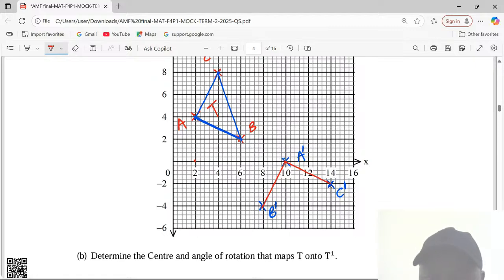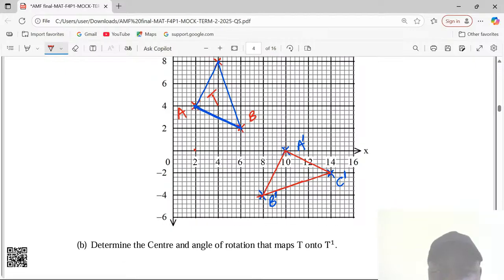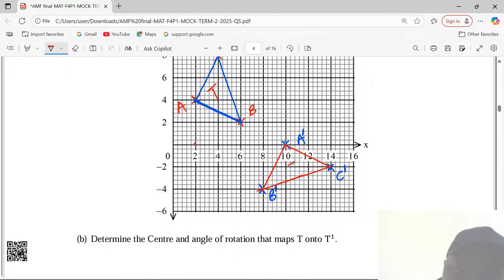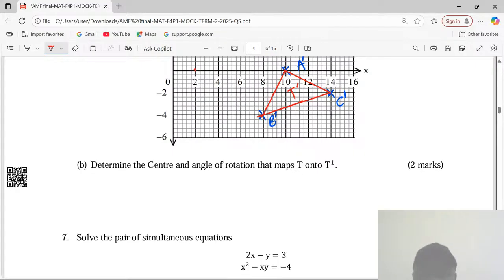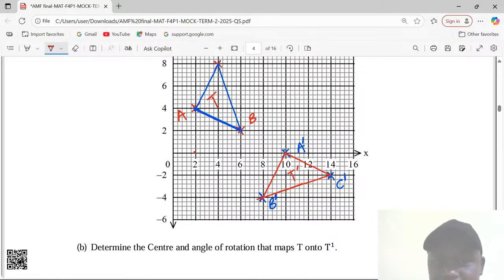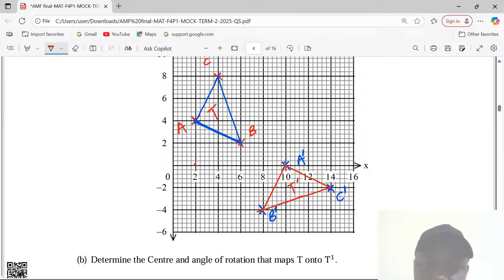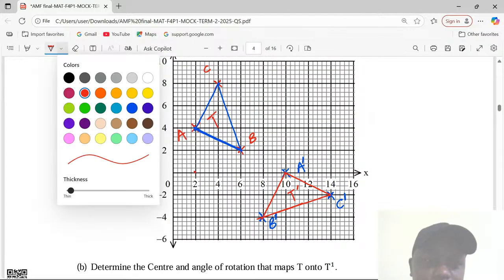We are now having the two triangles. Remember now, there is a part B. This one is T prime. We label it that way inside. Part B says: determine the center and angle of rotation that maps T onto T prime. How can we describe the rotation which was involved in this particular transformation?